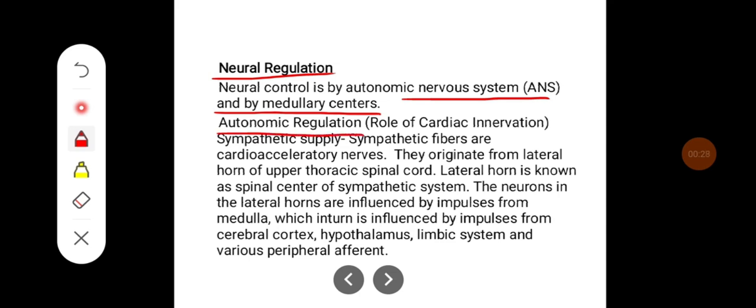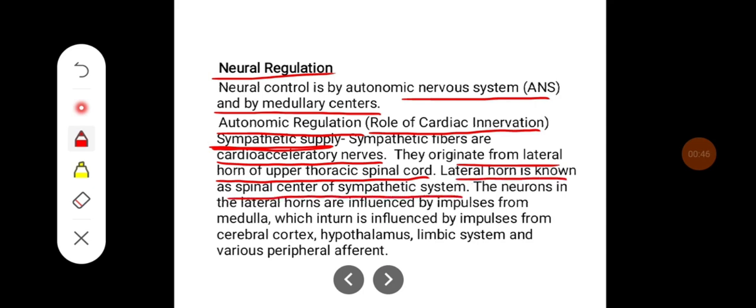Autonomic regulation, that is the role of cardiac innervation. The role of sympathetic supply. Sympathetic fibers are cardioaccelerator nerves. They originate from lateral horn of upper thoracic spinal cord. Lateral horn is known as the spinal center of sympathetic system.